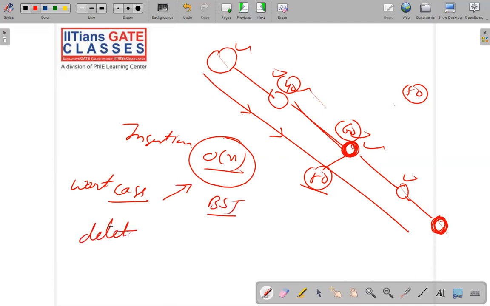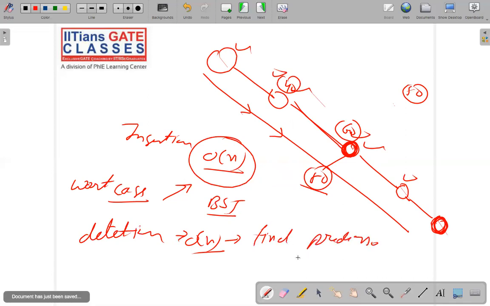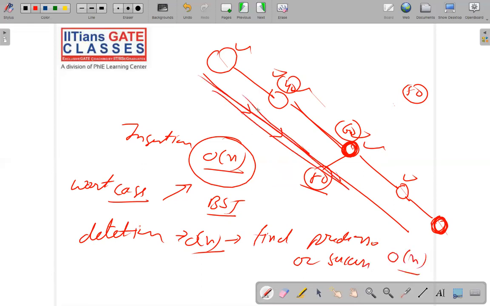And the deletion can also take order of n time, right? Because if you want to delete something, then what happens? You will replace it with the predecessor or successor. So it may take order of n time. So this is the time complexity of deletion as well as insertion. Why does deletion take order of n time? Because finding the predecessor or successor may take order of n in case of a skewed tree.